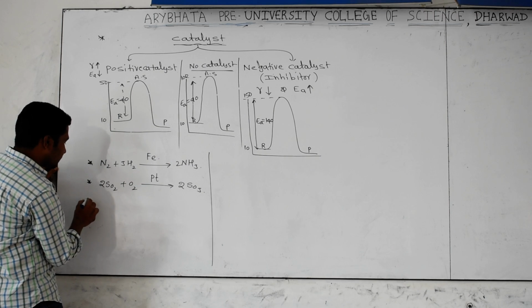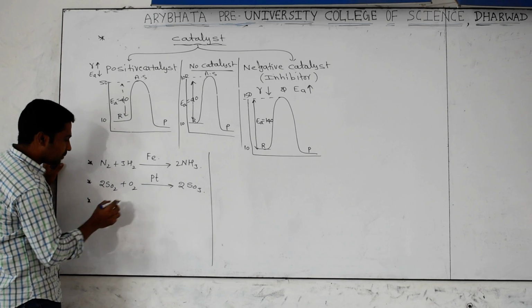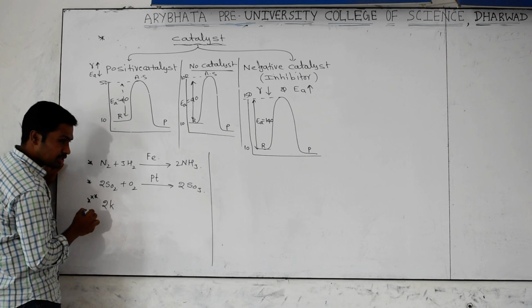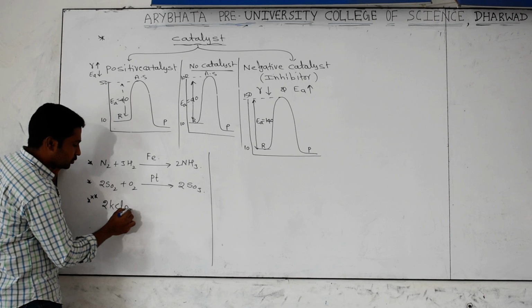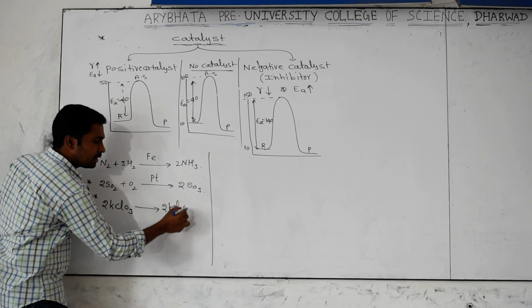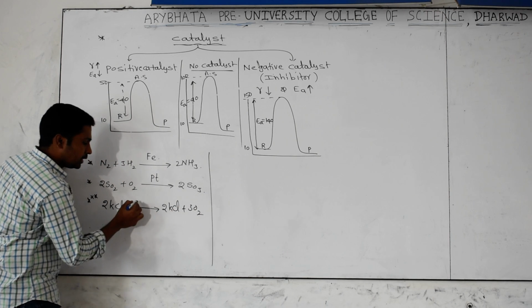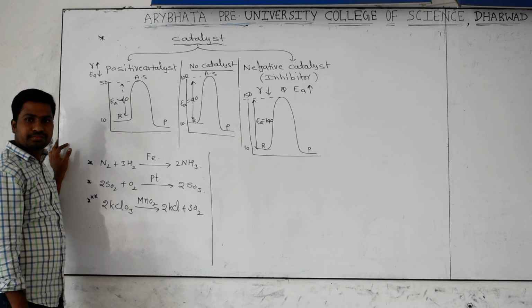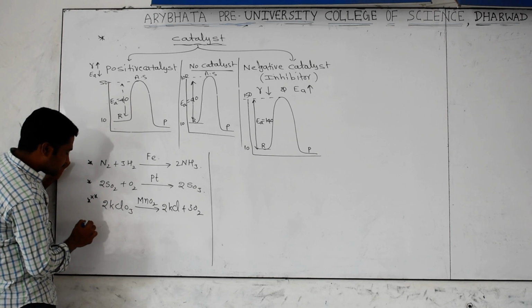Okay, you see some other example for positive catalyst. Anybody? You take potassium chlorate. Yes, this one was asked in that online examination. Potassium chlorate, 2KClO3, is decomposing into 2KCl plus 3O2. Here, which is acting as a catalyst? He asked. Manganese dioxide.